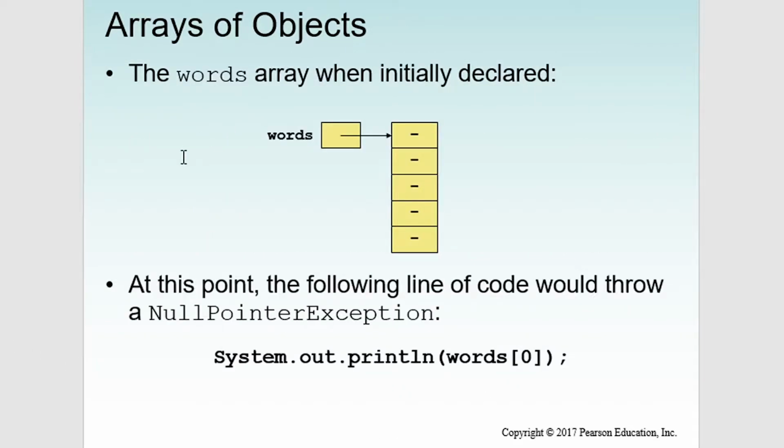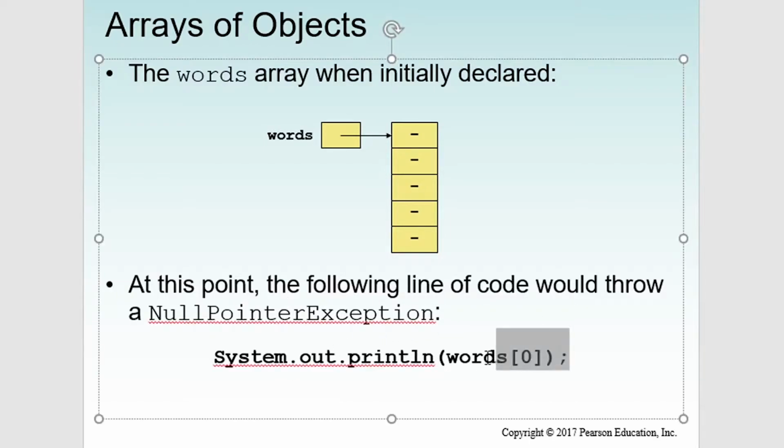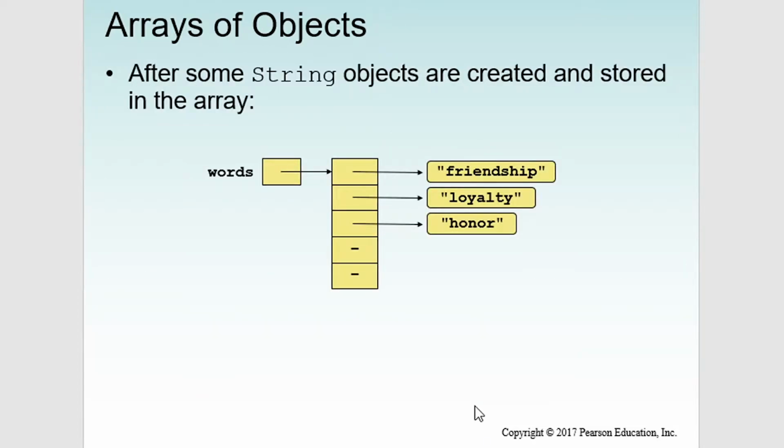The words array was initially declared. They declared words and it could hold 5 strings, but it doesn't really point to anything because those values are currently null. At this point, the following line of code would throw a null pointer exception. System.out.println(words). Actually, it would not throw a null pointer exception after some string objects are created and stored in the array. So here they're showing what it looks like.